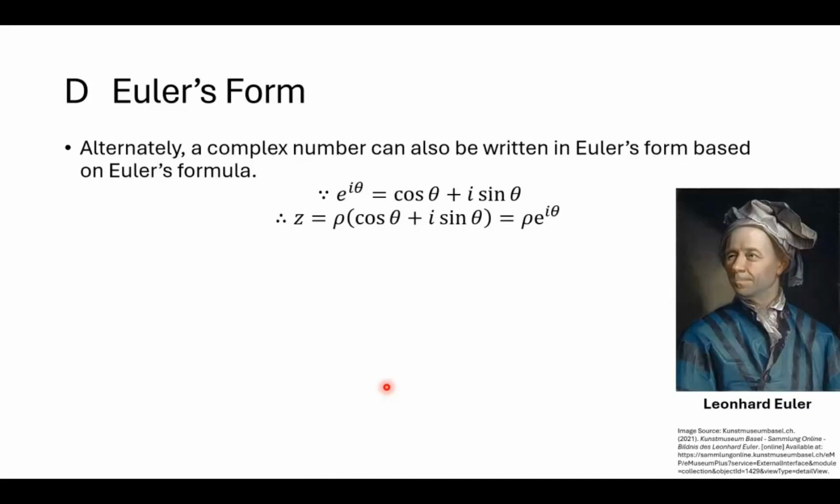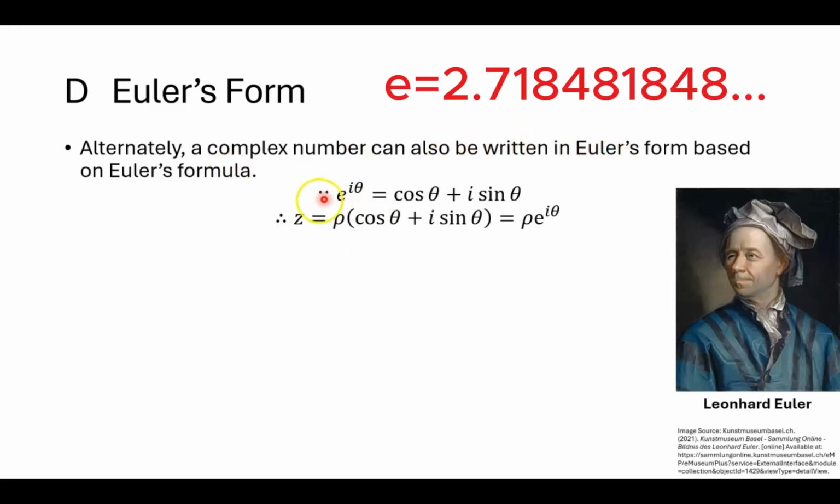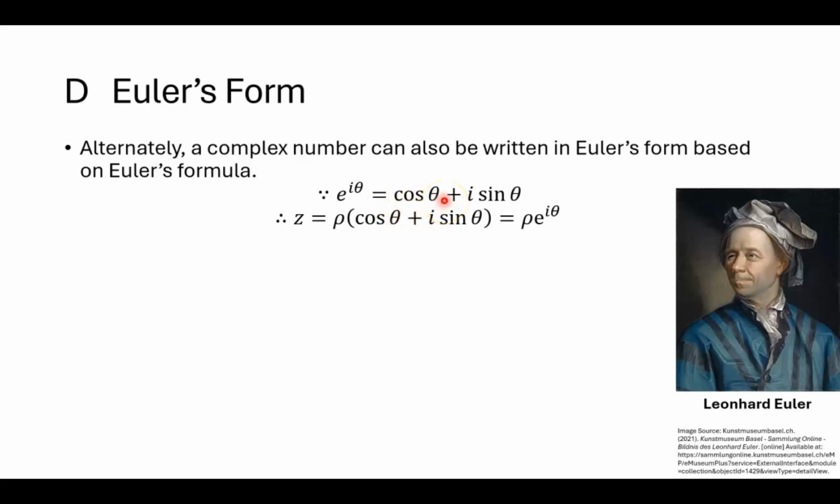Another form you need to know is Euler's form. A complex number can also be written in Euler's form based on Euler's formula. It says that e to the power of i theta is equal to cosine of theta plus i sine of theta. It's a pretty magical formula. It may seem strange, but it's true. It's one of the most important formulae in maths. If you substitute the left-hand side in the polar form we had previously, using this formula, you have z equal to rho times e to the power of i theta. It's a very elegant and short way to write a complex number.